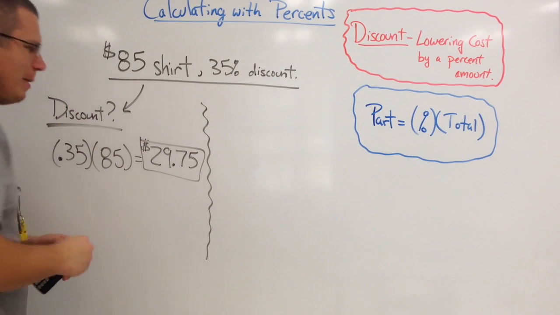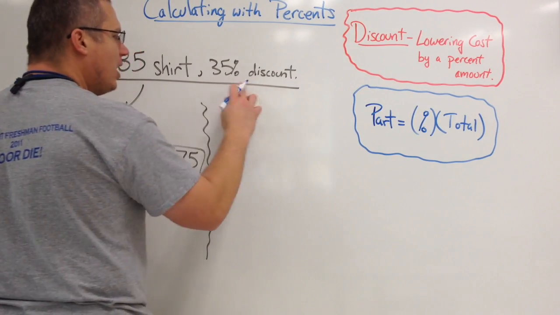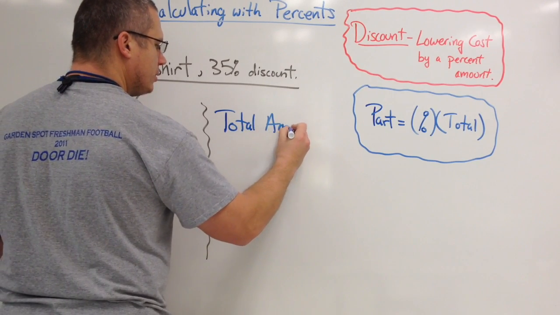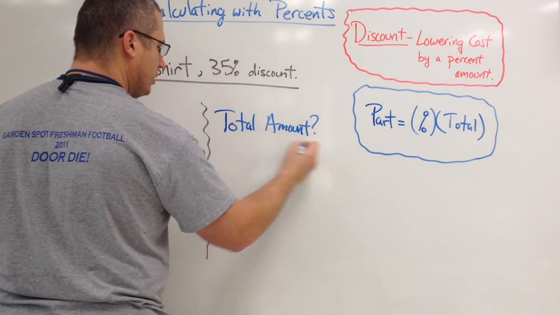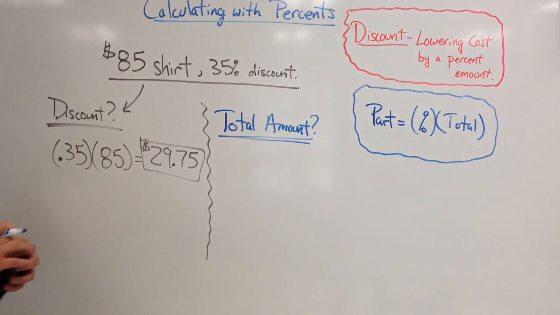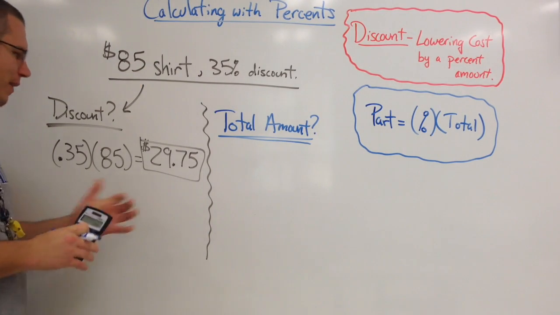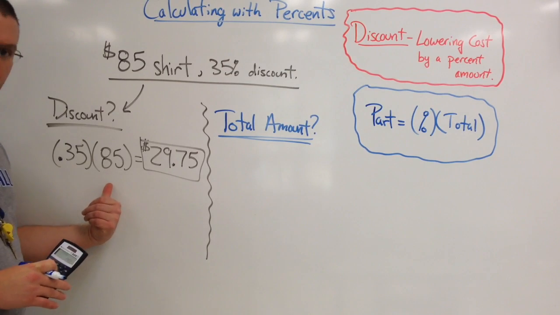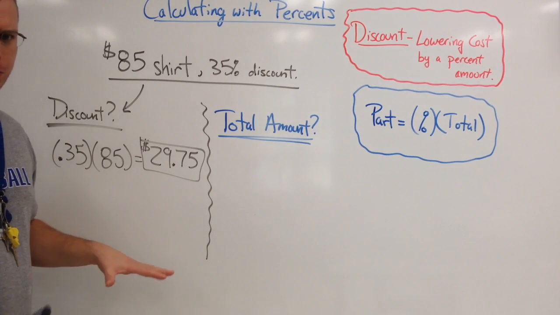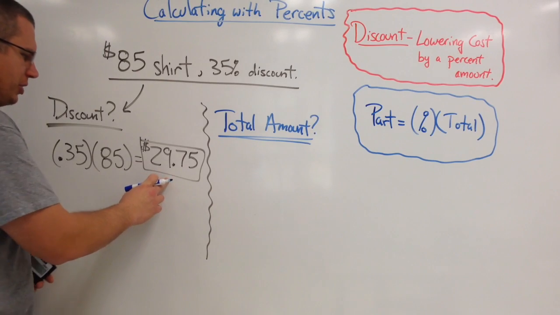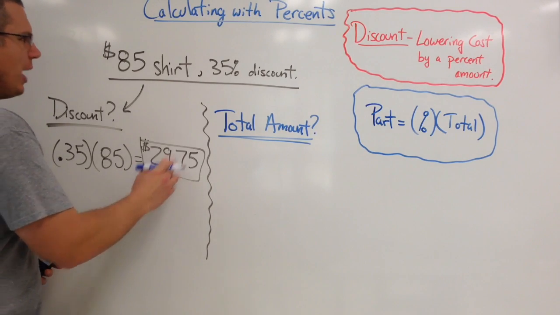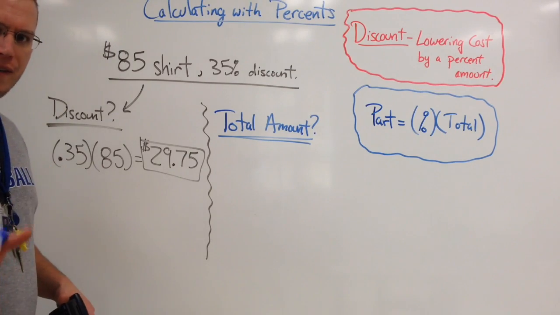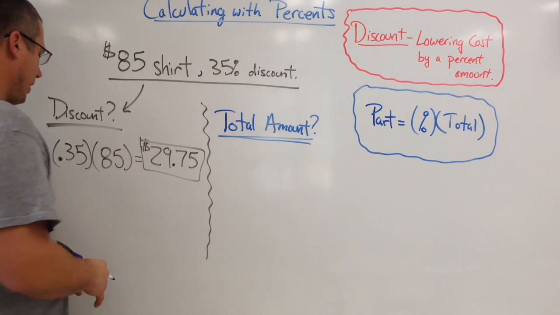The other question you may be asked is, if that's how much you're saving, what is your new total amount? Now I know some of you might be thinking, okay, if I know how much I'm saving, can't I just subtract this away from my original total? The answer is 100% yes. This is how much you're saving, so go ahead and subtract it away from the $85. Not a problem. But I want to show you a faster way that will also get you the same thing.